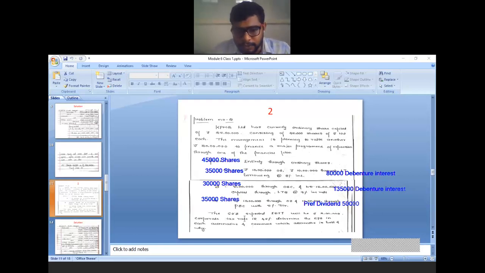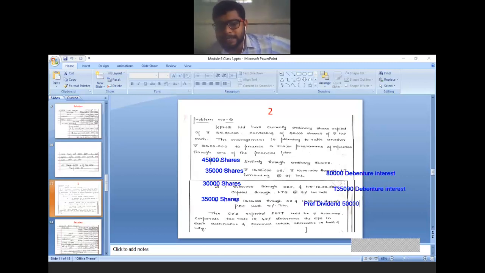The company's expected EBIT will be rupees 8 lakh. So from the EBIT itself the problem begins. EBIT or operating profit given in the problem is 8 lakh, earnings before interest and tax. Corporate tax rate is 46%. So the tax rate is 46%. Determine the EPS, earning per share, in each alternative and comment which alternative is best and why.